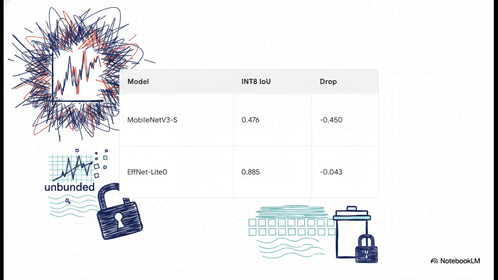But look directly below it at EfficientNet-Lite0. It barely lost any accuracy at all. That's because it uses a bounded function called ReLU6. It strictly caps its internal numbers at 6.0, making it incredibly stable when compressed.